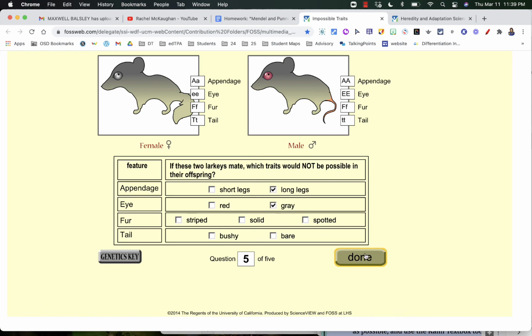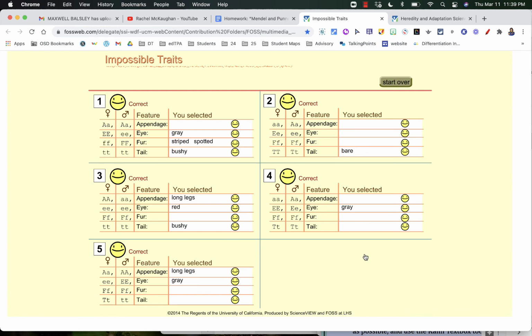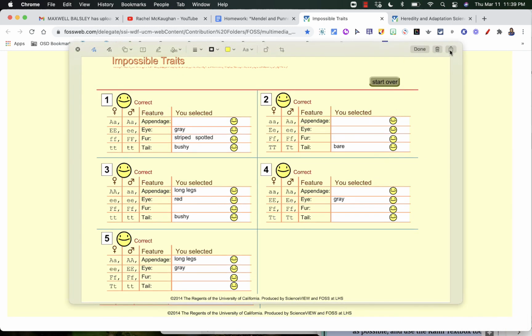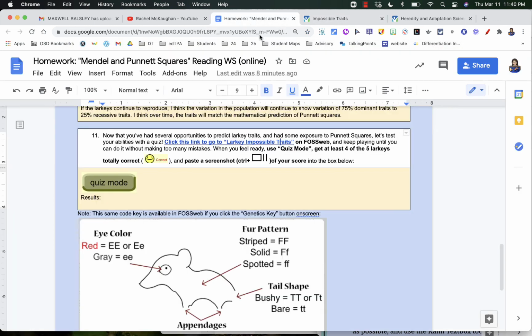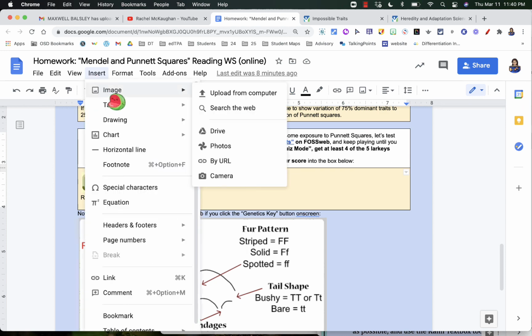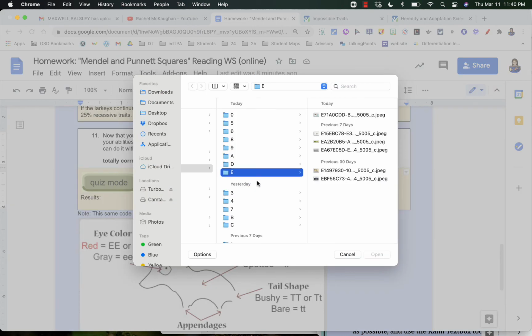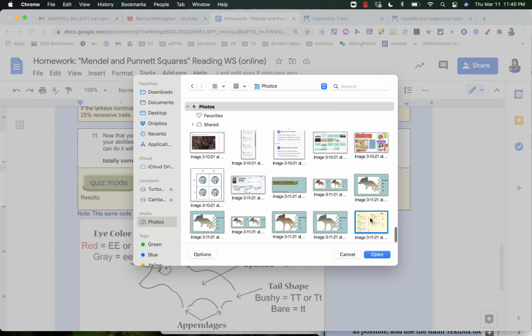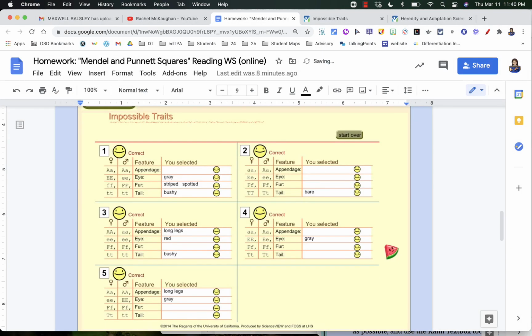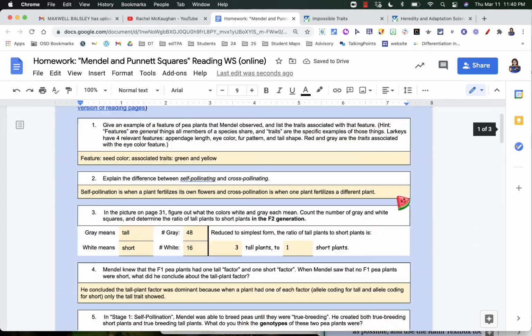So let's see how we did. Yes, we got it all correct. Okay, so then you take a screenshot. Proof. And you paste it into your homework. Quiz mode. Okay, and that assignment is done.